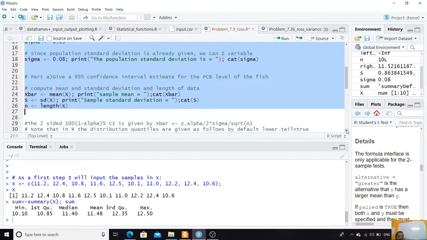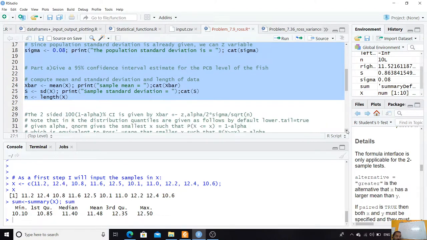If you've used statistical tools on any software, you know, these are very similar. The number of data points n is the length of that array, which is length of x. Okay, so let's try to run this.